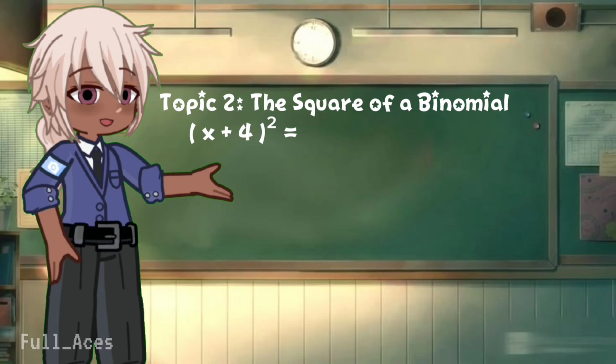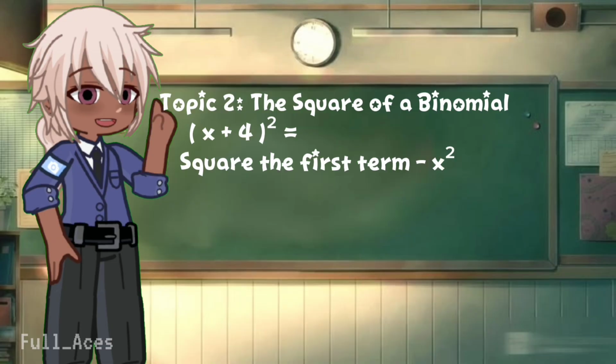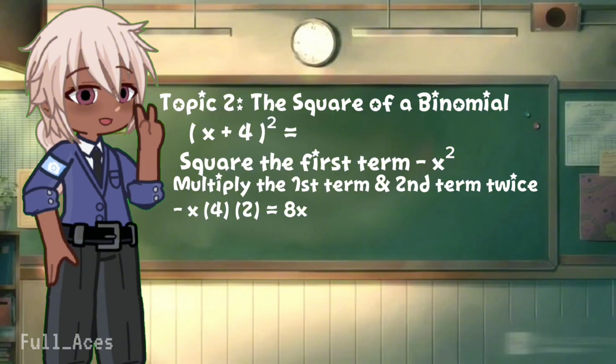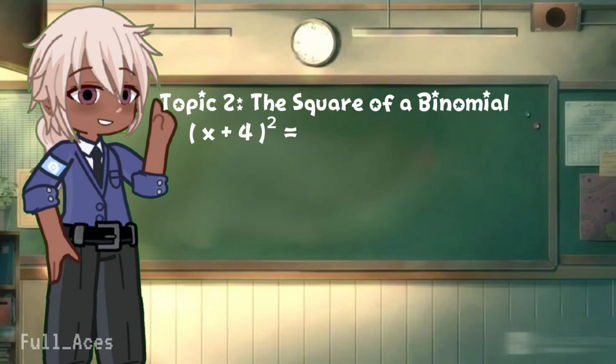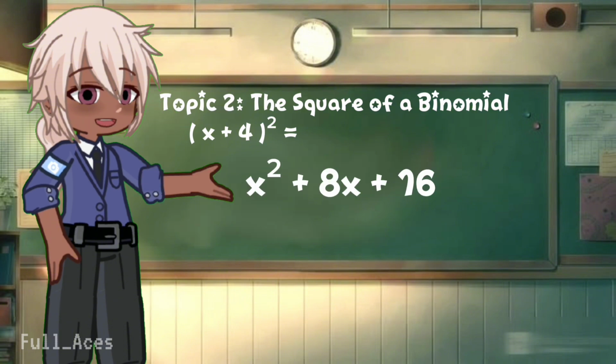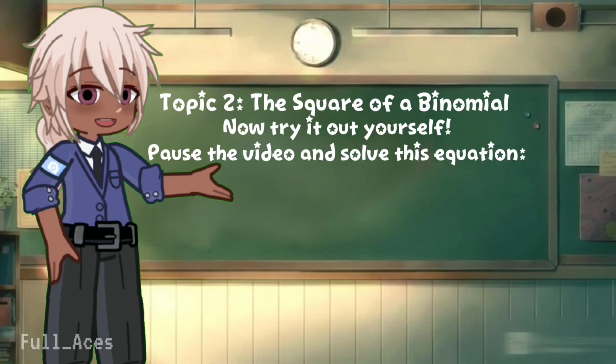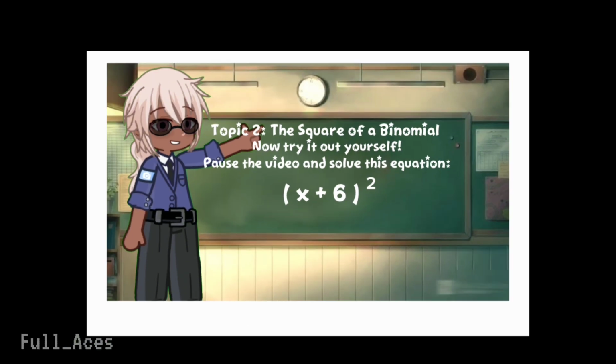x plus 4 squared. Square the first term: x squared. Multiply the first term and the second term twice: x times 4 times 2, or 8x. Finally, square the last term: 4 squared, or 16. And your answer is x squared plus 8x plus 16. Now try it out yourself. Pause the video and solve this equation.